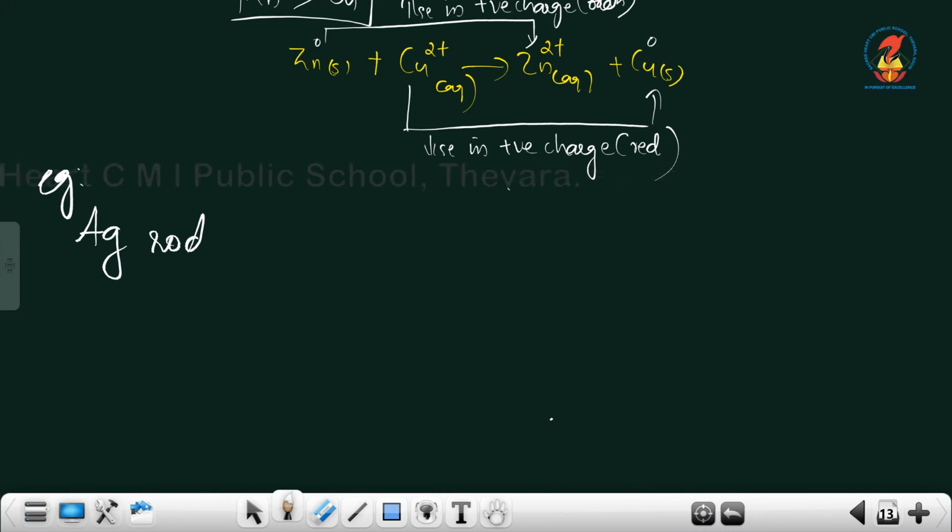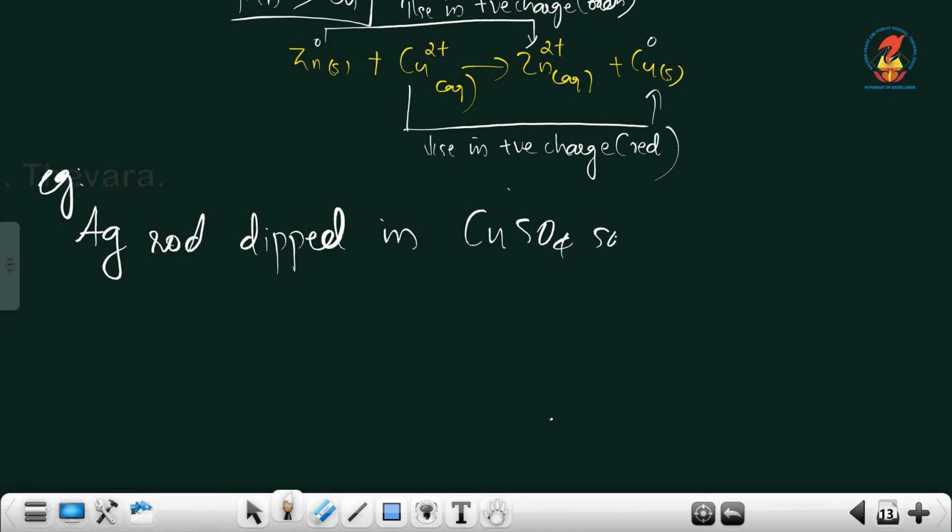Now, if a silver rod is dipped in the same blue colored copper sulphate solution, we cannot see any observation. There will not be any deposition of copper or any change in the color of the solution. What does it mean? Yes, silver is less reactive than copper.